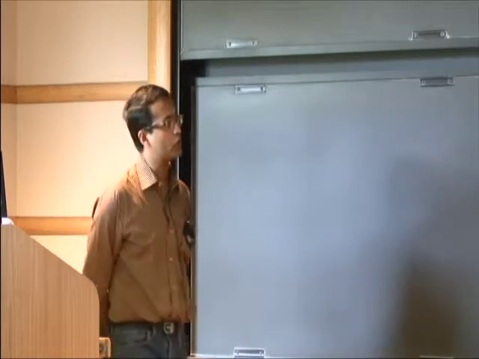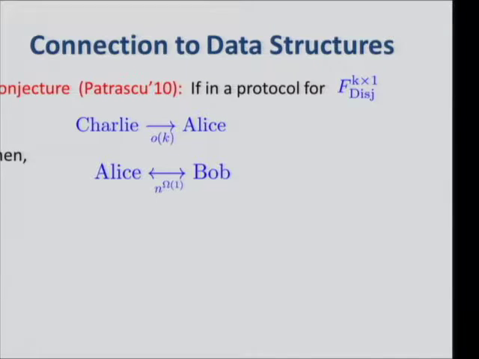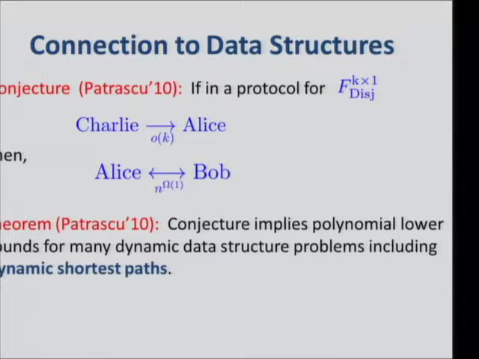Okay. So the formal connection to data structures is the following. If in a protocol for this asymmetric version of set disjointness, Charlie gives little o of k bits of advice, then the conjecture is that Alice and Bob in every such protocol would have to communicate enormously, n to the omega 1, a polynomial number of bits. And if you prove that, then from the previous slide it follows that you derive strong lower bounds on amortized complexity of data structure problems, including the dynamic shortest path problems, and this would be a huge breakthrough.